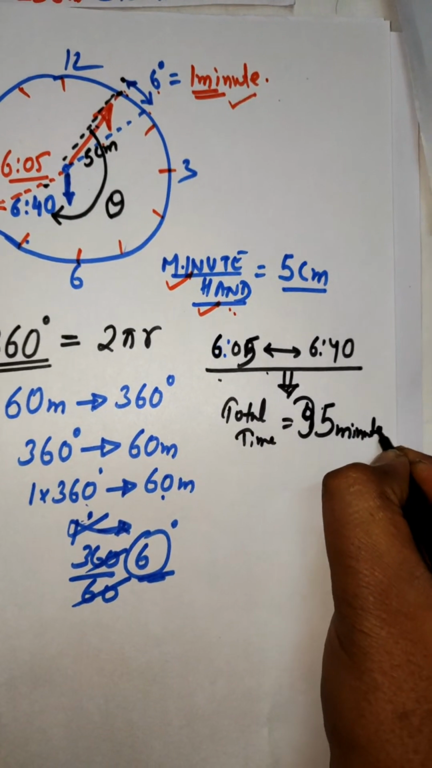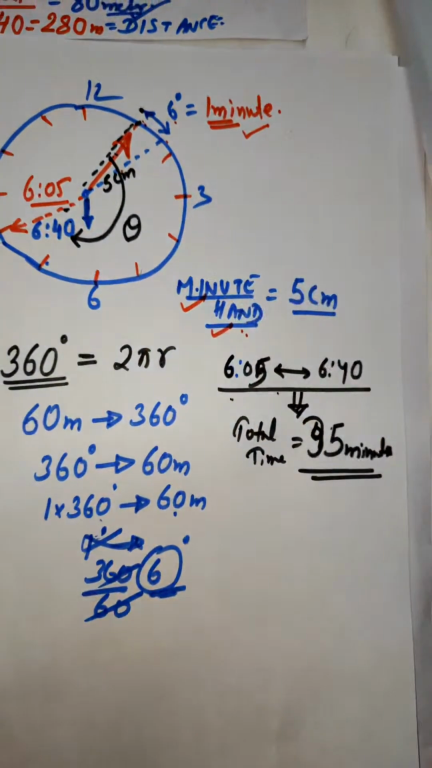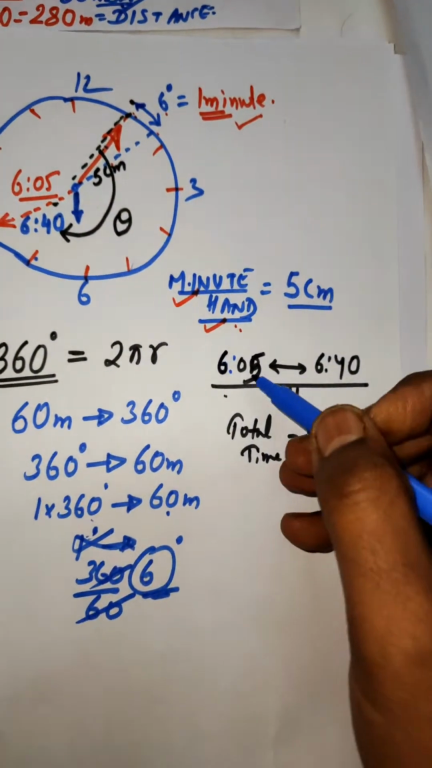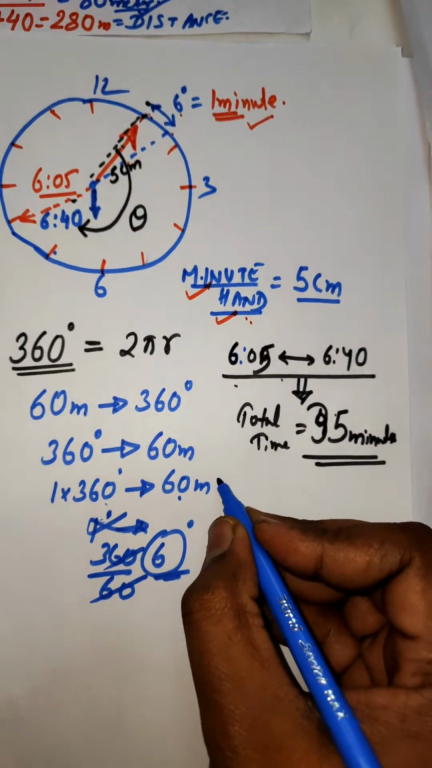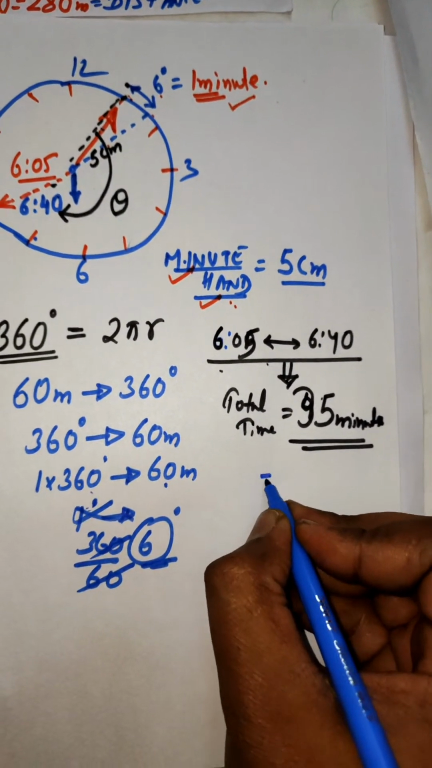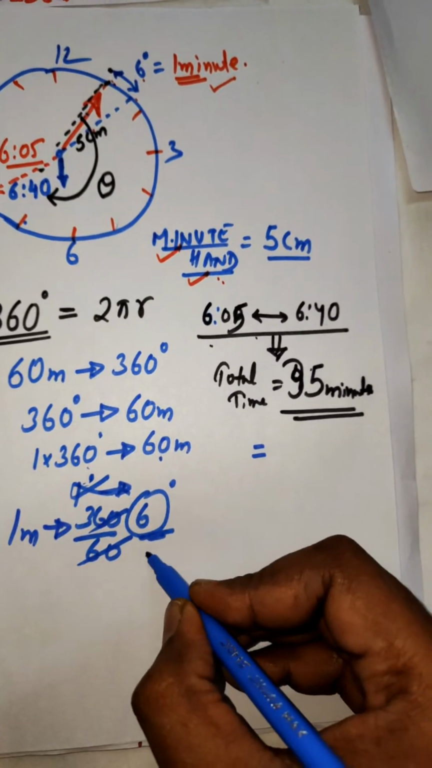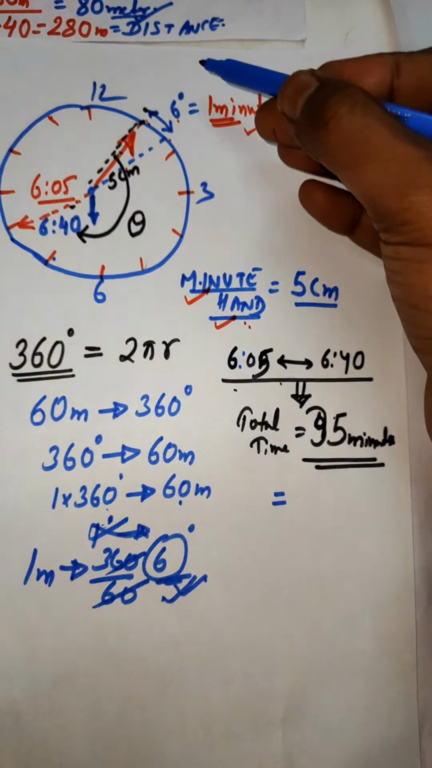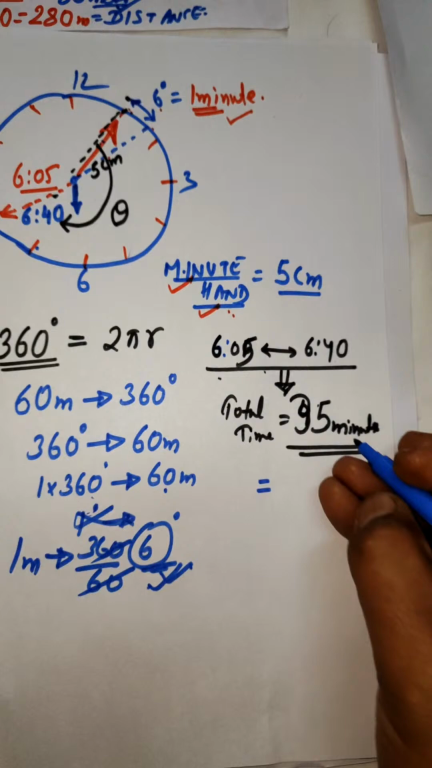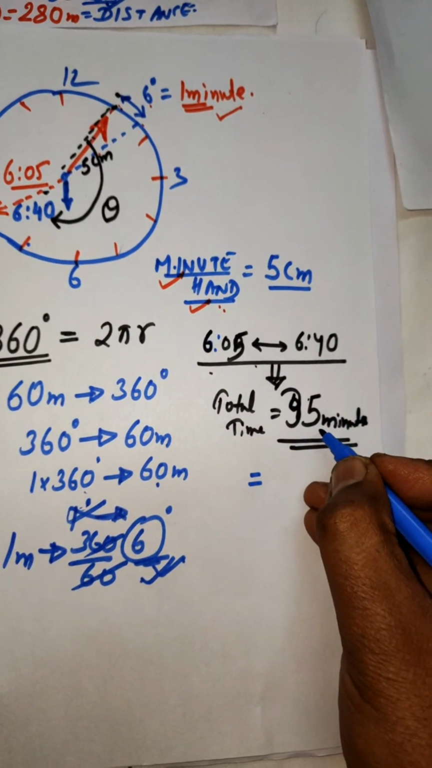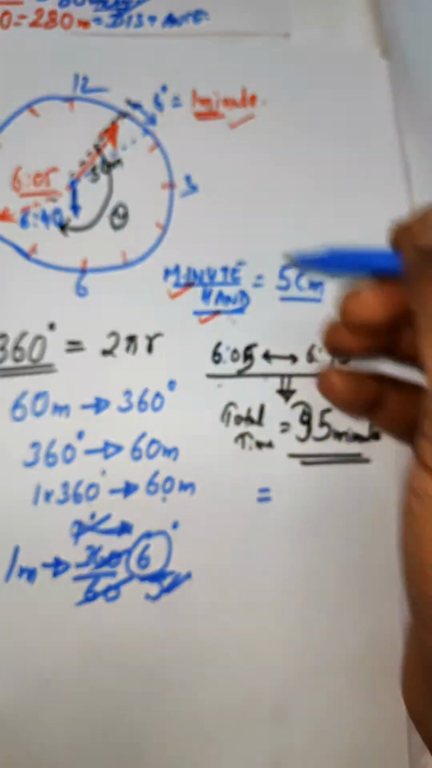35 minutes is covered from 6:05 to 6:40, when the hand is moved from here to here. Now the total angular displacement will be how much? We know that in 1 minute, 6 degrees of angular displacement is covered, right? So in 35 minutes, how much angular distance will be covered?